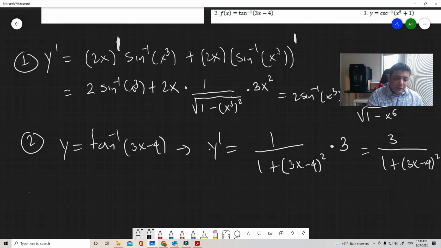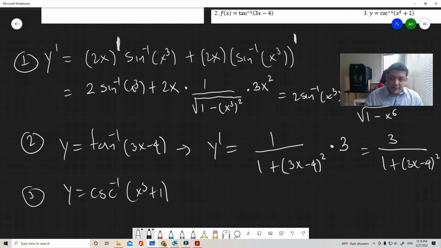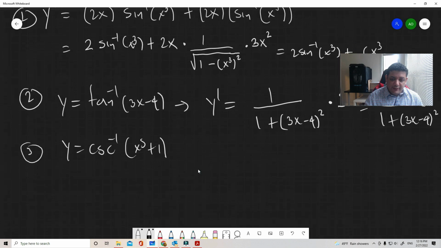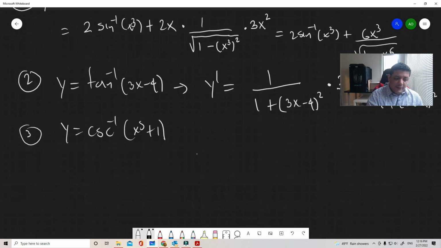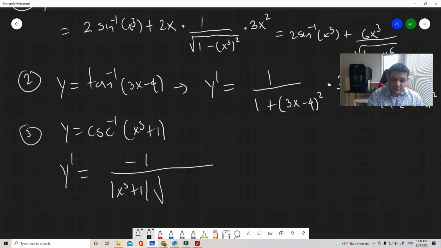Now let's see what happens with number 3, which is cosecant to the minus 1 of x to the 5 plus 1. Now notice that in this case, we're going to use the rule for cosecant. The rule for cosecant is very similar to the rule for secant. So remember, the only change is that it's going to have a minus now. And the absolute value is going to have the function that is here, so x to the 5 plus 1. And then we're going to have a root of the function that is here inside, squared. So x to the 5 plus 1 squared minus 1.